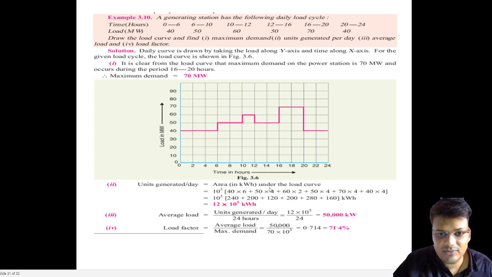So how will we calculate the average load? I told you: energy generated throughout the day divided by 24 hours. We will get 50,000 kilowatt. That is the average load. Average load is 50,000 kilowatt, and the load factor is average load upon maximum demand, that is 0.714 or 71.4 percent.